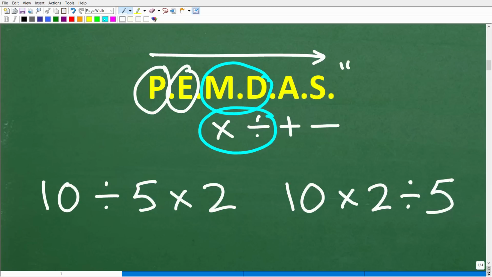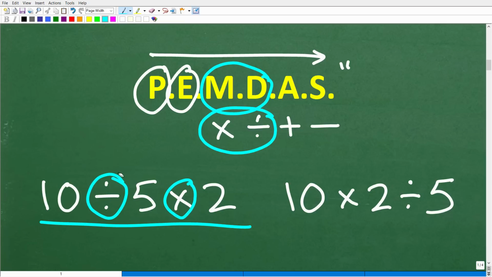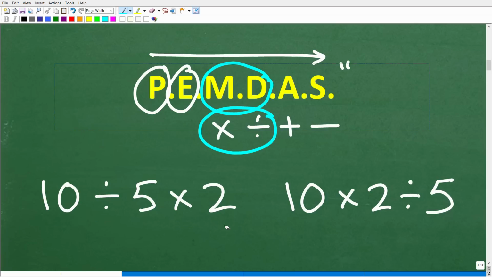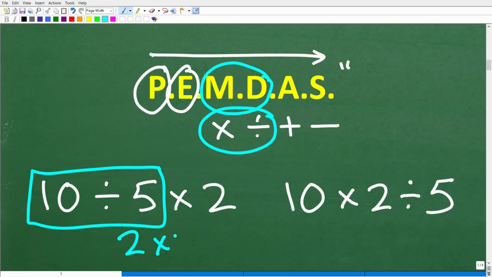So this first problem, what do we see first from left to right? Okay, well, we see division. Well, now we do have division and multiplication. So in this problem, because we see division first from left to right, we're going to do this first, right? 10 divided by 5. Of course, 10 divided by 5 is what? That's 2. So 2 times 2 is 4. Okay, so that is the answer to that problem.